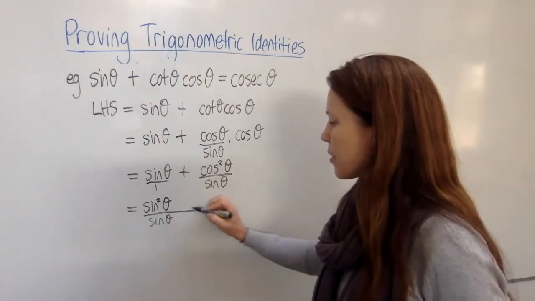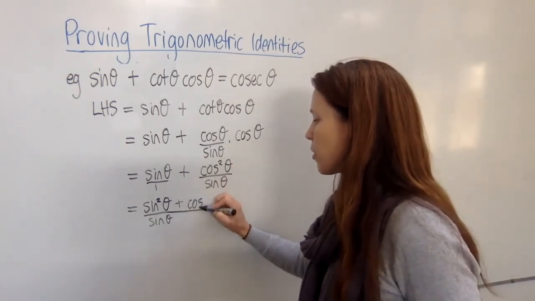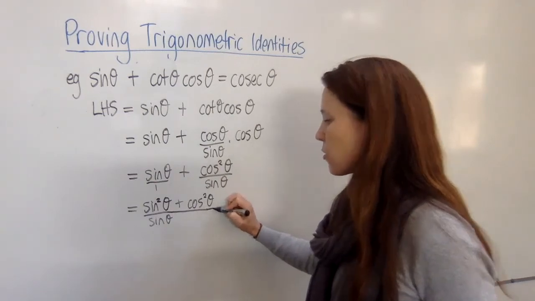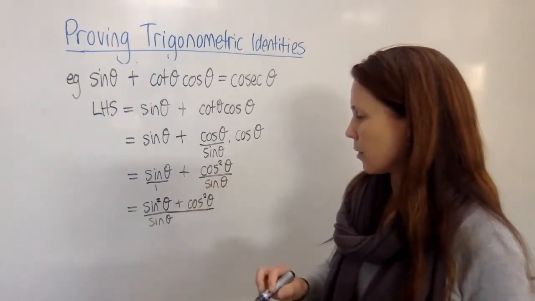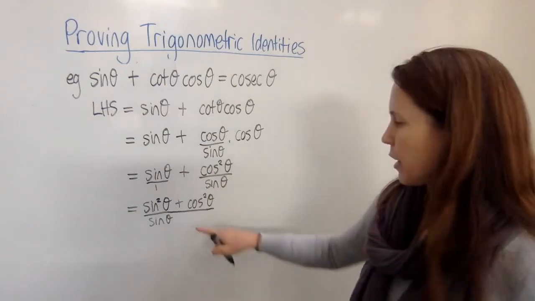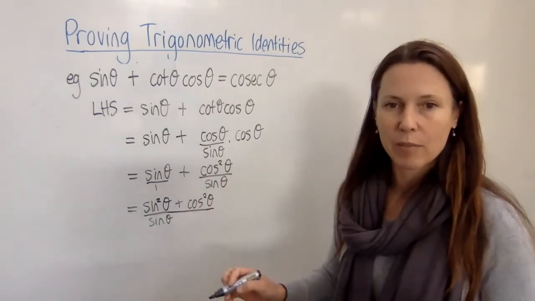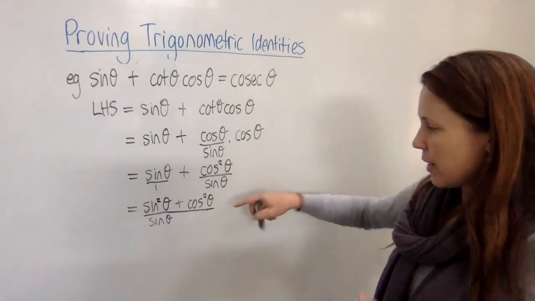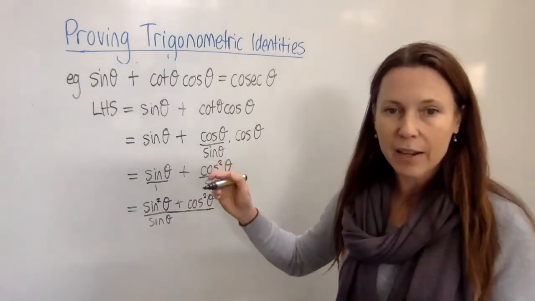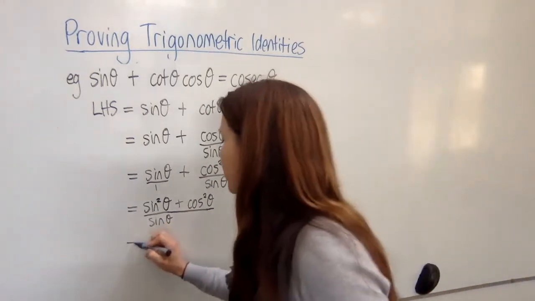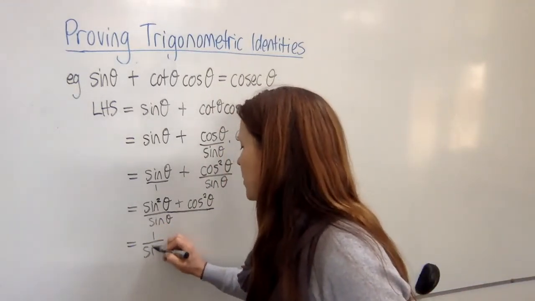Now they're both over sine theta at this point, so it's probably not too much of a stretch to do those two things together and see that if I'm adding together two fractions and they both have the same denominator, I can just put that denominator down the bottom once. All right, this is looking good now because I've got sine squared theta plus cos squared theta, and I know that that equals 1. So I have 1 over sine theta.